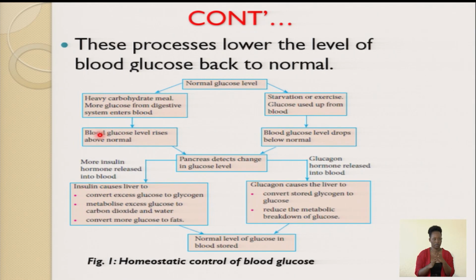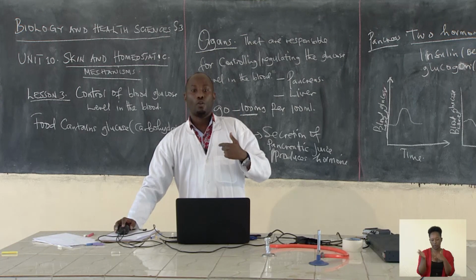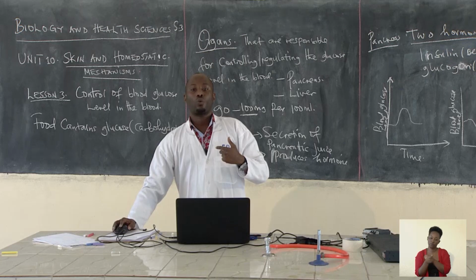And how would the body respond? The blood glucose level rises above the normal. And once it rises above the normal, what will happen? It will be detected by the pancreas, and the pancreas will produce more insulin hormone, which is released into the blood. And once it is released into the blood, what happens? Now the insulin causes the liver to convert the excess glucose to glycogen.